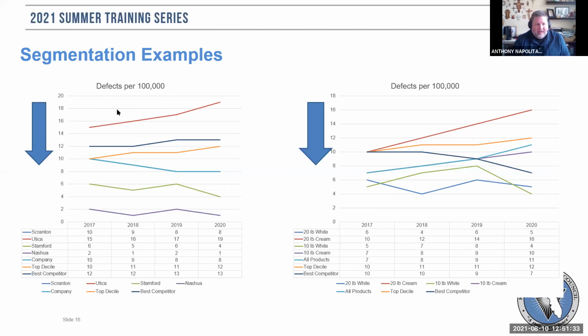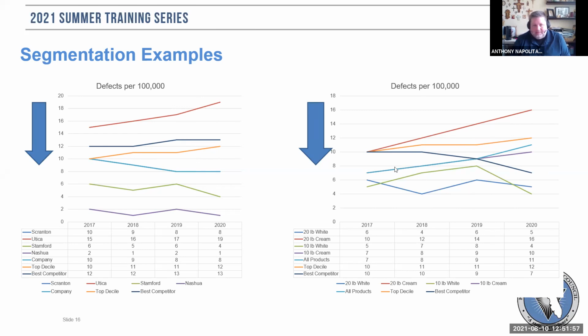What maybe I could learn from Stanford to help out Utica and make them better, or maybe Utica is just a lost cause and I need to strategically cut it. It helps you make those decisions by taking a look at stratified data like this. Same for here, you might be able to see things like 20-pound white, 20-pound cream. Look at how they go.